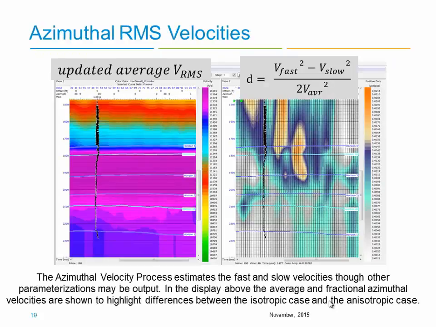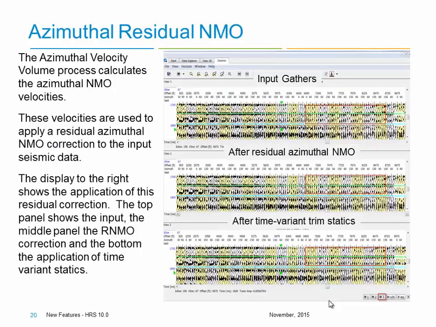And we can then display these as separate attributes. And here, rather than showing them as the fast and slow velocities, I'm showing you the average RMS velocity and then the fractional difference. The fractional difference just highlights the changes between the fast and the slow. You can display in a variety of different parameterizations, but you can see in this area here we have some large fractional differences. But remember, this is an effective property including all the effects from surface down to the zone of interest. So having calculated these velocities, we can then go in and do a residual azimuthal NMO correction.